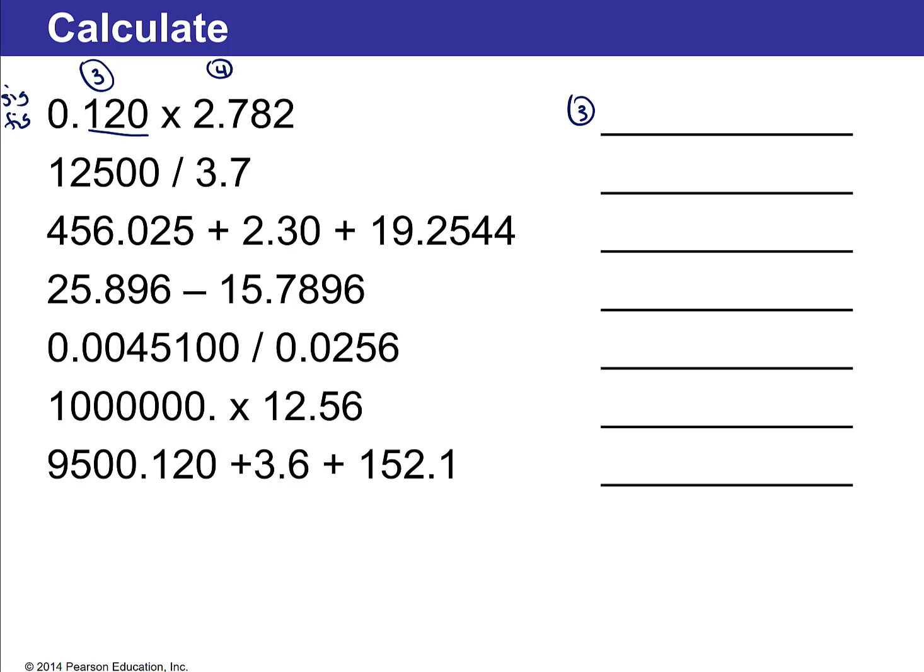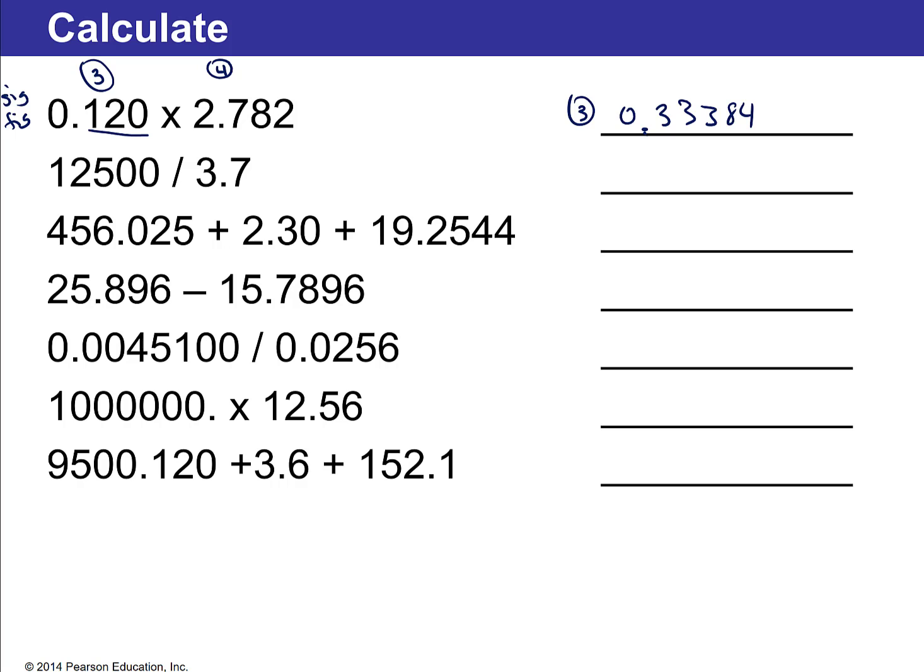Okay, so first do the math. So don't round first. Make sure you do the math first. So 0.12 times 2.782. And the number that I get is 0.33384. So you see that's 5 significant figures. I have to round to 3 significant figures. So what 3 significant figures do you come to? Point what?